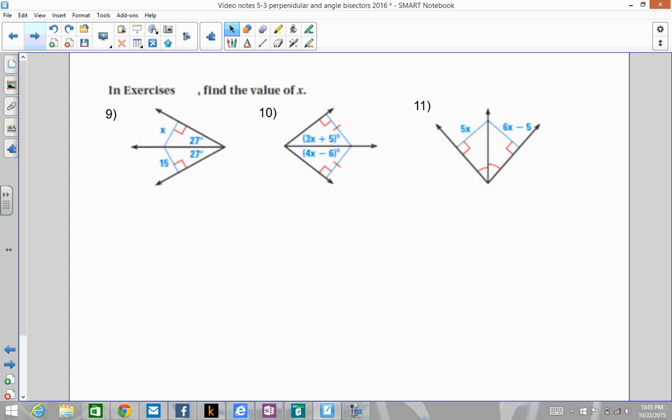Now, if we look at these three, it says find the value of x. So find the value of x for each of these and have those in your notes so that we can check to make sure you did those problems when you get in the class.